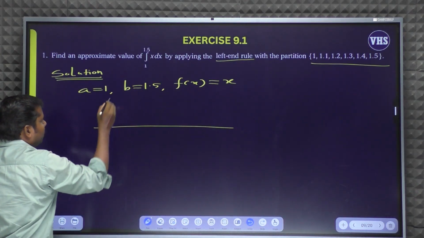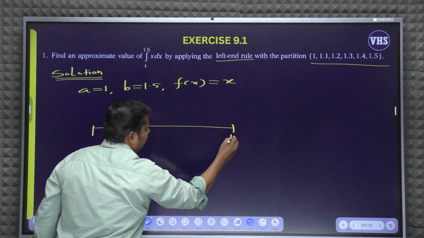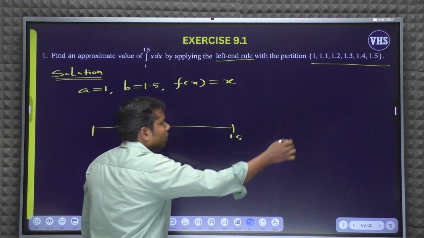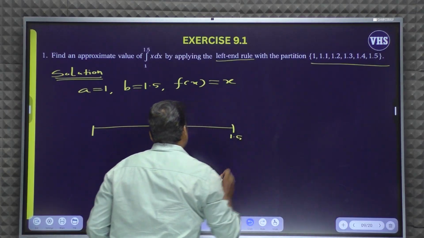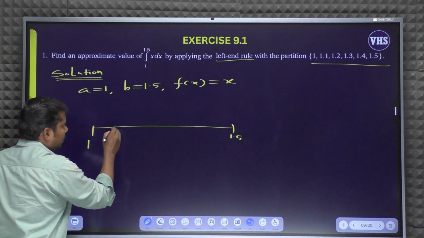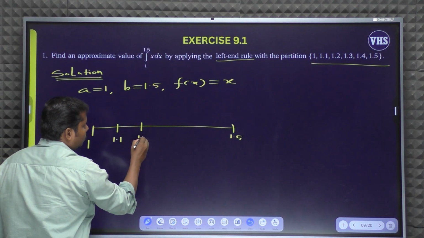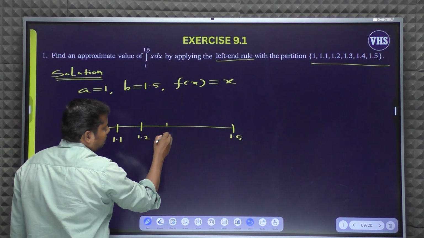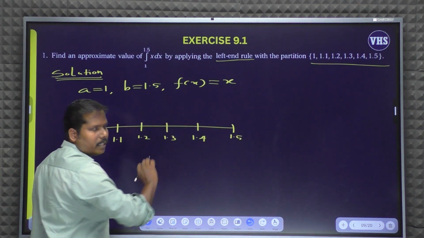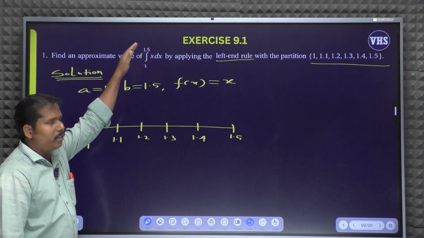Next, let us have a piece of real line. We need to start with 1 and end with 1.5. Okay. And what are the elements in the partition? You see the partition. The first entry is 1. Here you can take it. This is 1. Next 1.1. Here you can take it. Next element 1.2. Next one 1.3. Next one 1.4. And finally you are getting 1.5. This is the partition of the closed interval 1 to 1.5.